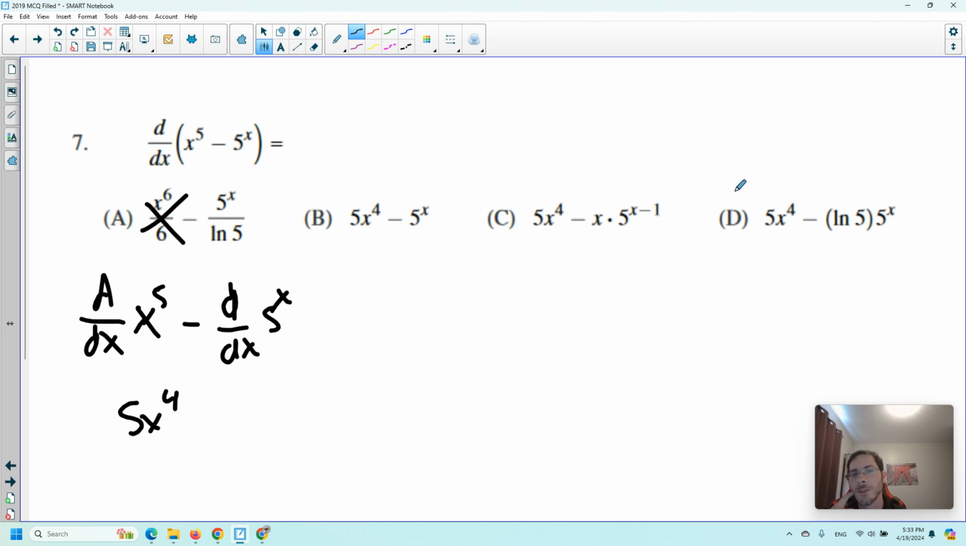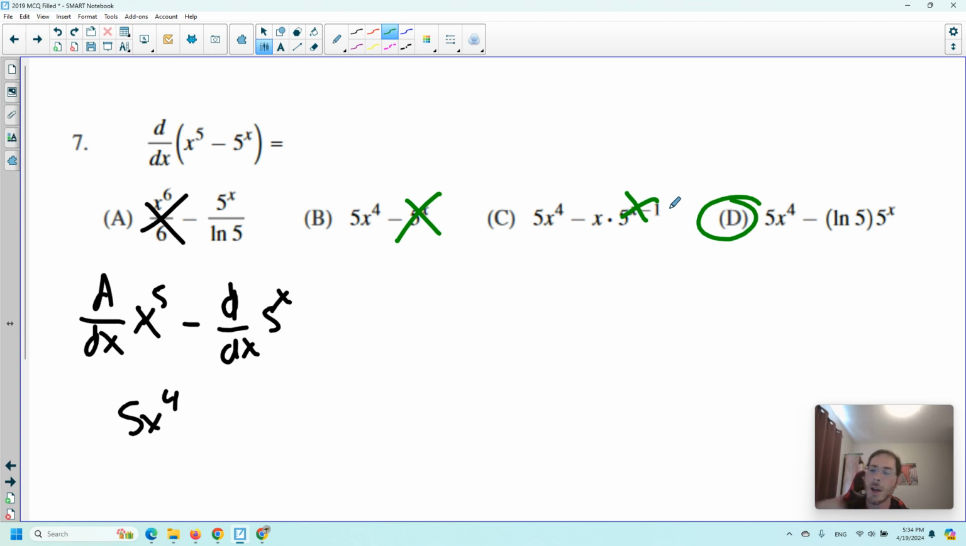Now we got to figure out 5 to the x. All right. Well, we're just going to use our logic skills and know that it's not e to the x. We're not going to pick that one. And it's definitely not a power rule, so we're not picking that one. So we're just left with D. There is a rule that when you've got a number to the x power, we'll just do ln of that number.